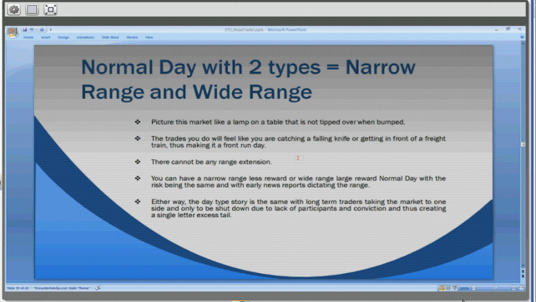Let's see. What percentage? Okay. How much trading do you need to determine what kind of day it is? How much trading? It's the first hour.